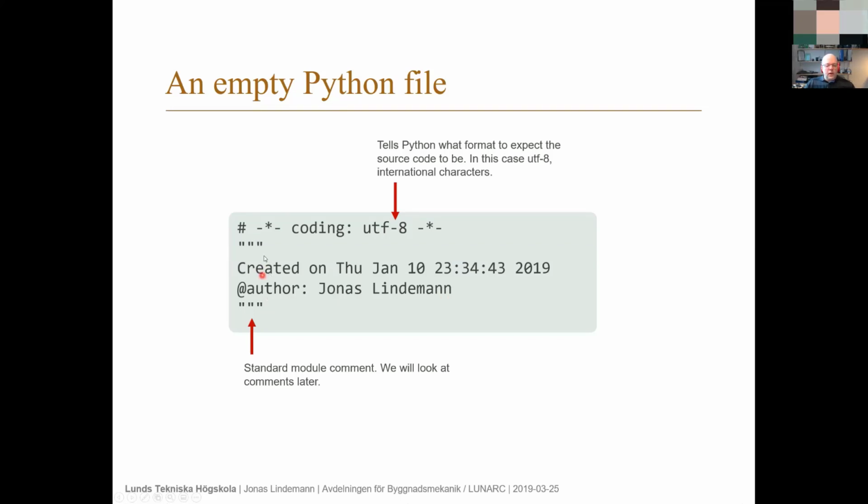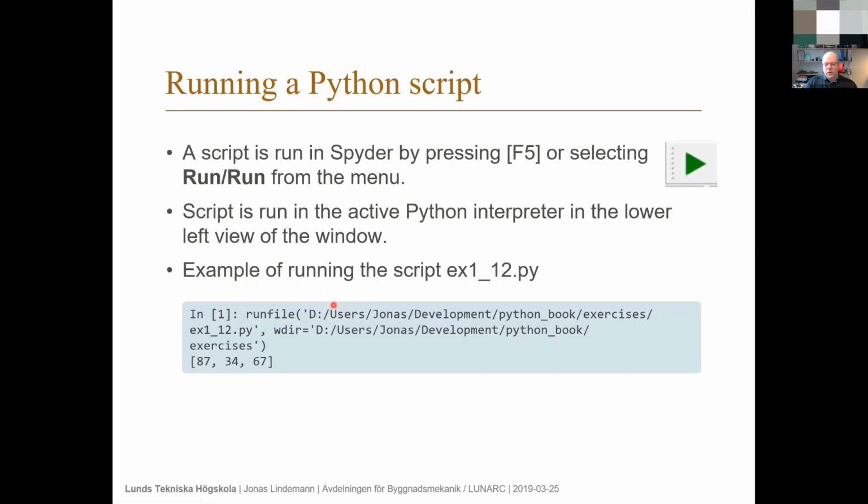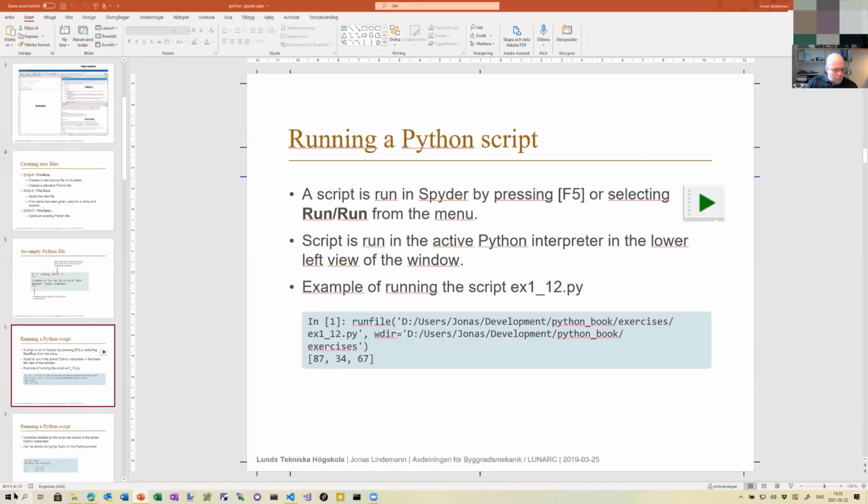The next 4 lines here are comments as well. These 3 quotes here are something called a triple quoted string in Python, and that is also something you can use as comments. This can be removed, but it's always nice to have a stamp of when you created the files and who wrote the files. I will try to run it interactively instead of doing the PowerPoint here.